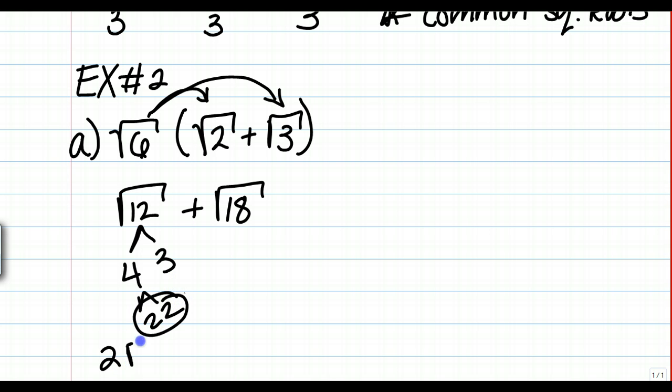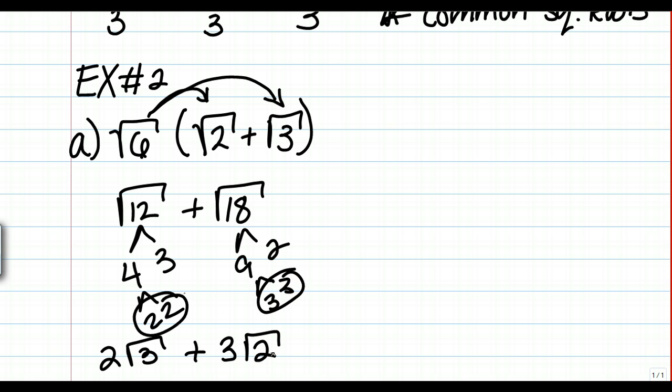So I'll get 2 square root of 3 plus, and then we have 9 times 2 is 18, and 3 times 3 is 9. So I'll have 3 square root of 2. And if you notice, these are not common square roots, so you cannot add them together. So you have to leave it alone, and this is fully simplified. You can't do anything else.